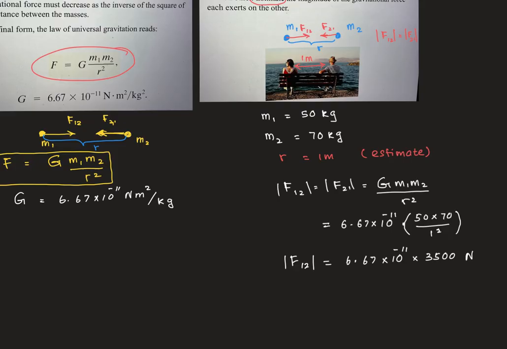I'm not going to use my time to do the calculation here, and this is the answer. That's the force exerted on each other because of their existence. Now you can see that 10 to the negative 11 is there, and that tells us the force between these two people is extremely small.